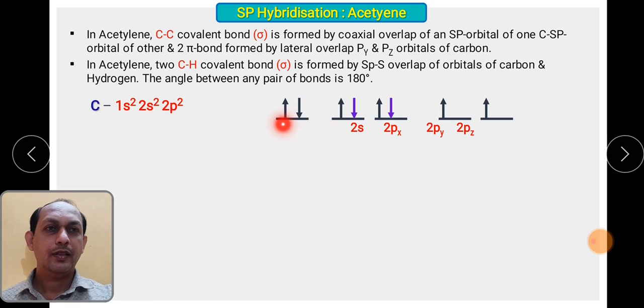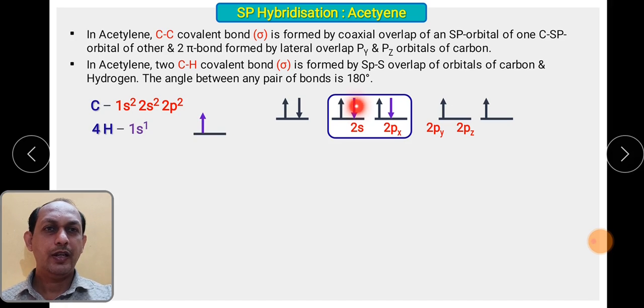So it is 1s2, 2s2, 2p2. These violet colors are the orbitals which are mixed together to form the hybrid orbitals. This electron is coming from the hydrogen. So two hydrogens will give, correct, here instead of 4 it must be 2, two electrons which are mutually shared with the carbon. Here you can see this is an sp hybridized orbital, and py and pz remain unhybridized.